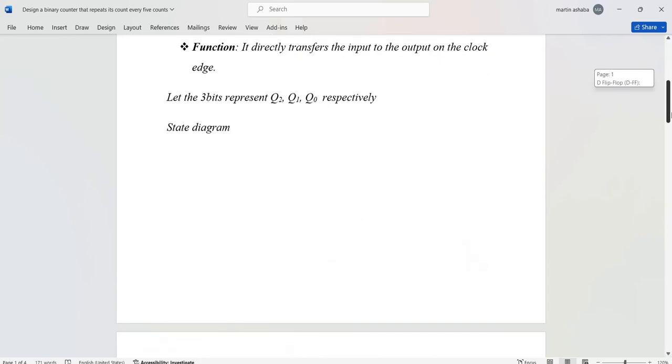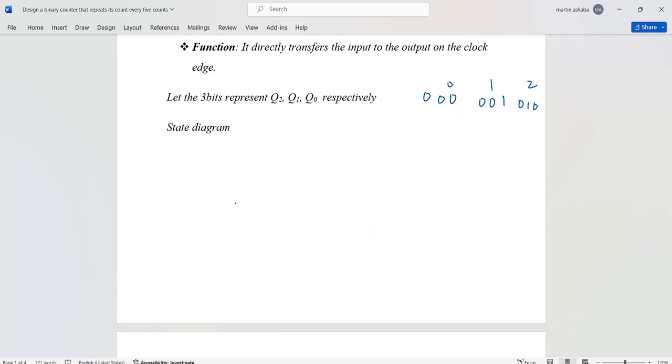So we are saying if we have 3 bits, we are going to let them represent the outputs Q2, Q1, Q0. We mean that if, for example, the counter is starting from 0 going to 4, then it will be 0, 0, 0, then 0, 0, 1, then 0, 1, 0. So this is 0, this is 1, this is 2, and so on and so forth.